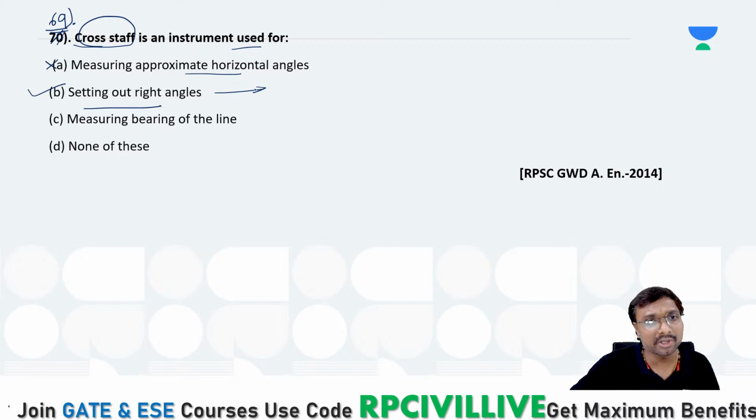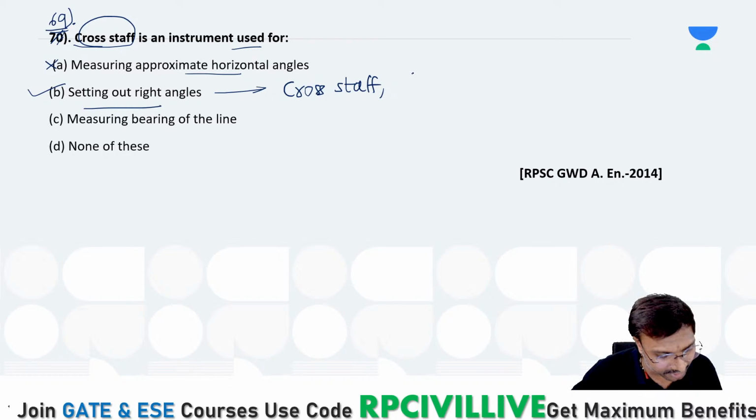Generally, for setting out right angles, which instruments are we using? Cross staff we are using. And what are the other instruments we are using?